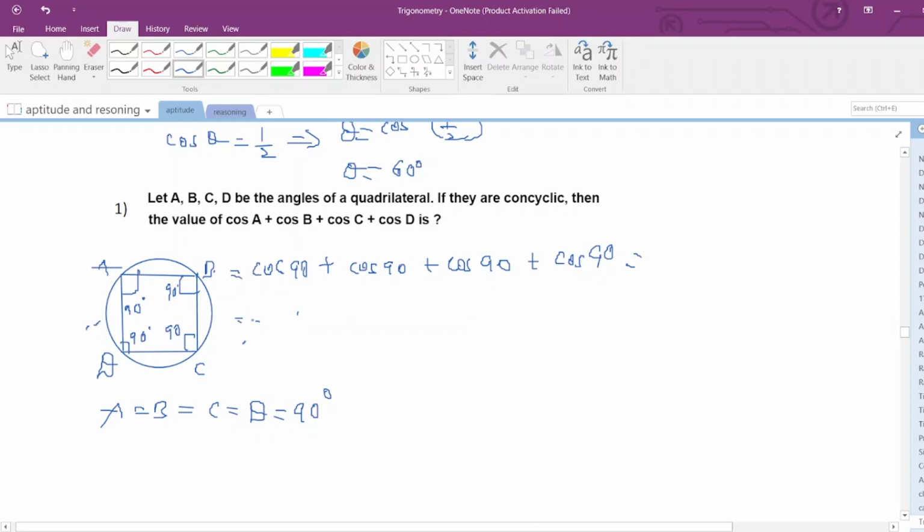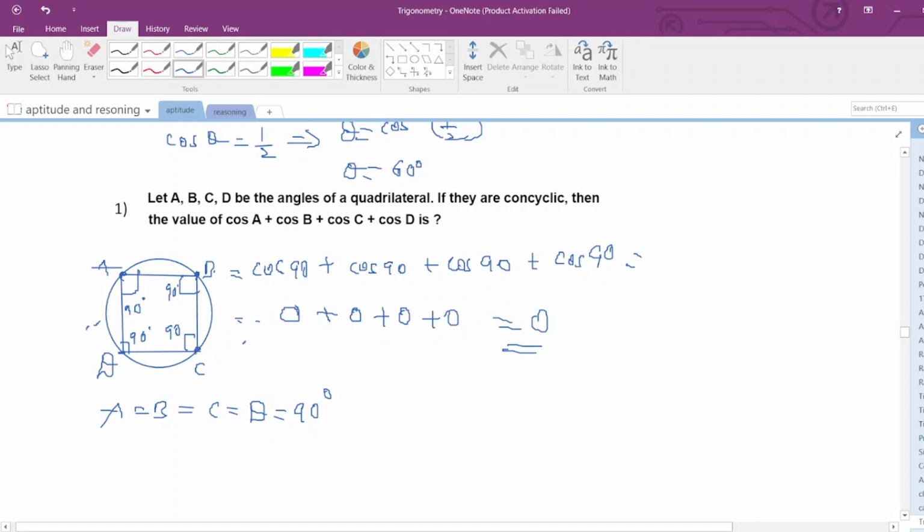So once you substitute, cos 90 is 0, 0, 0 and 0. So the answer is 0. That's it. Simple. If you try to draw the quadrilateral when they are concyclic, you need to understand this, okay? I have drawn the quadrilateral touching the circle. This is called concyclic, and these points A, B, C, D are called concyclic points, okay?